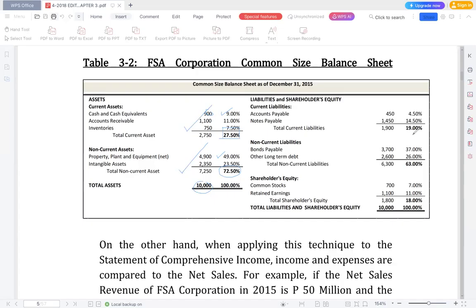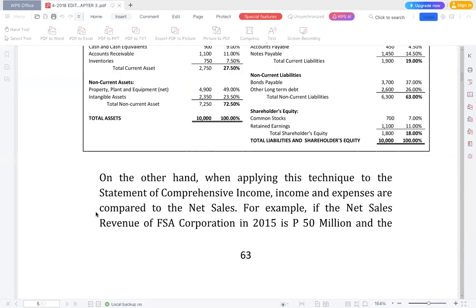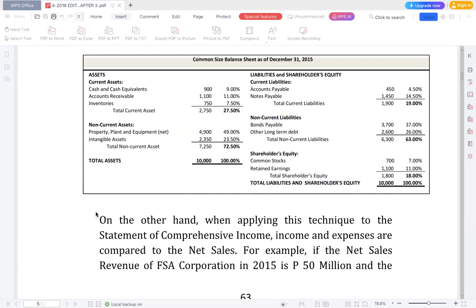On the other hand, with regard to liability, we have 19%. So this is 1.9 billion divided by 10 billion. While total non-current liability is 63%, 6.3 billion divided by 10 billion. So that is how you determine the percentages in terms of balance sheet accounts.